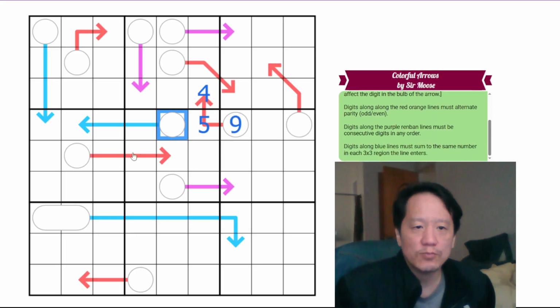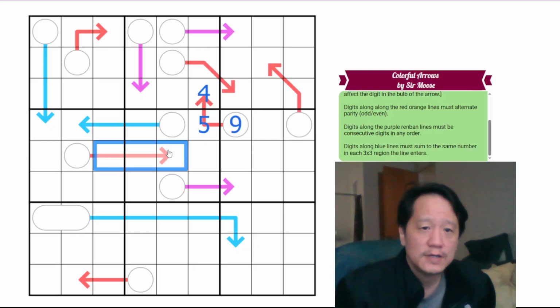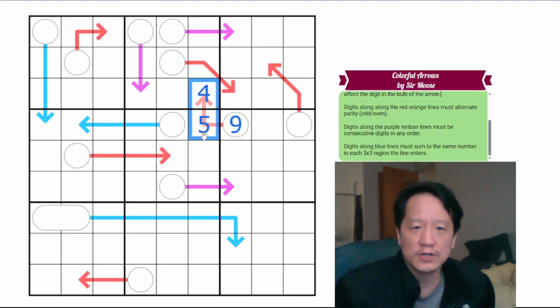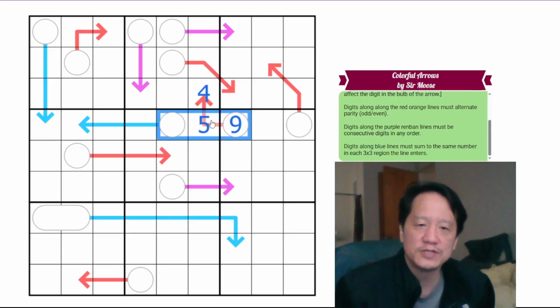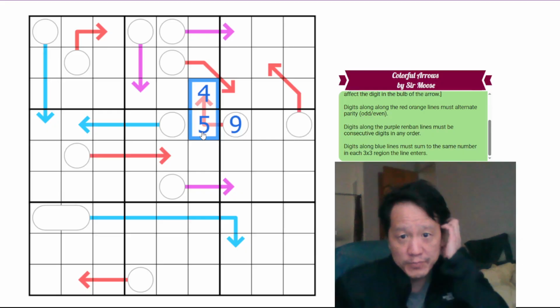Digits along the red-orange lines must alternate parity. Therefore, they must be odd or even. So this works here because this is even and this is odd. And this doesn't have anything, the bulb is not related to that, remember. So for digits along a red-orange line, they must alternate parity. That is, they must be odd and even, swapping.